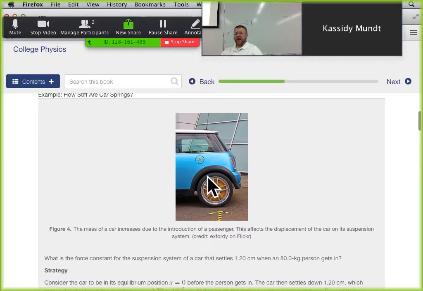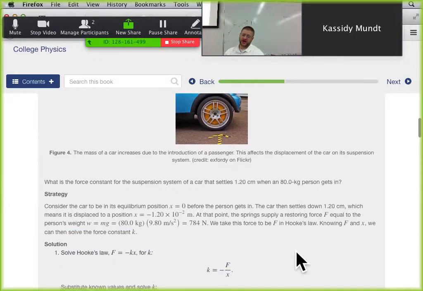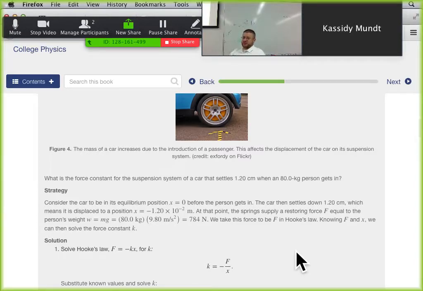So, here is kind of a review example of Hooke's law. We have a car with the suspension system, which are springs on the wheels, and the car compresses the springs 1.2 centimeters when you put an 80 kilogram person in it. We want to calculate the k for those springs, or the spring constant. Before they get in, we're at x equals 0, or the equilibrium position. It goes down 1.2 centimeters. We convert that into meters, 1.2 times 10 to the minus 2 meters, and it's going to be a negative direction, going down.